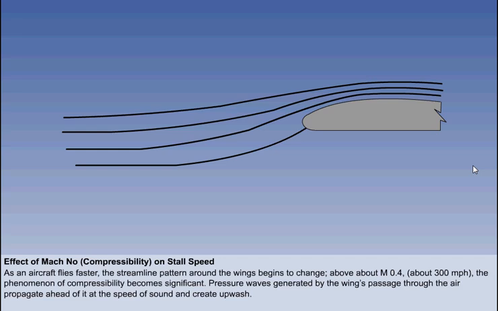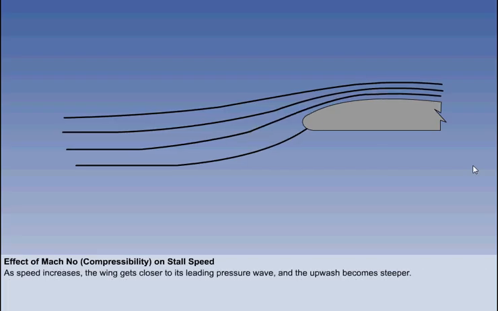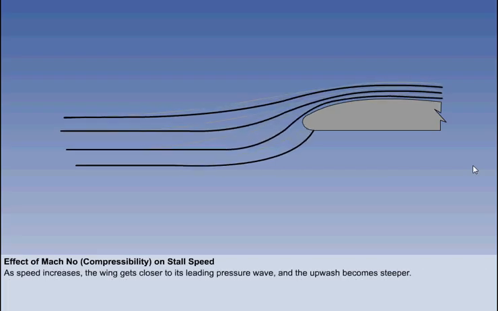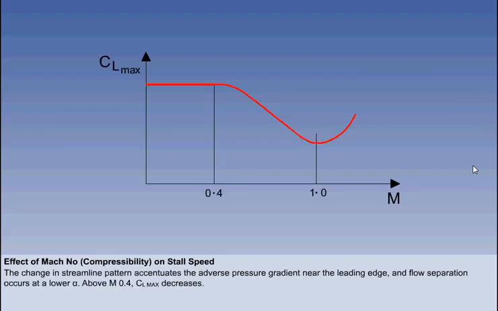At low speeds, the streamline pattern is affected well ahead of the wing, and the air has a fair distance in which to upwash. As speed increases, the wing gets closer to its leading pressure wave, and the air has less space in which to upwash, and so approaches the wing more steeply. The change in streamline pattern accentuates the adverse pressure gradient near the leading edge, and flow separation occurs at a lower angle of attack.